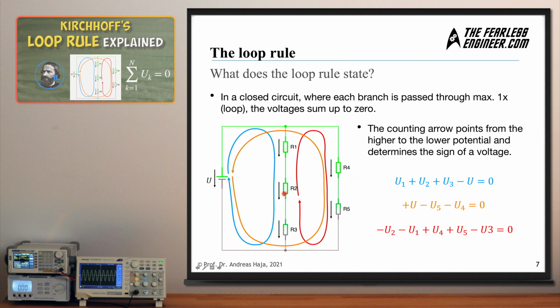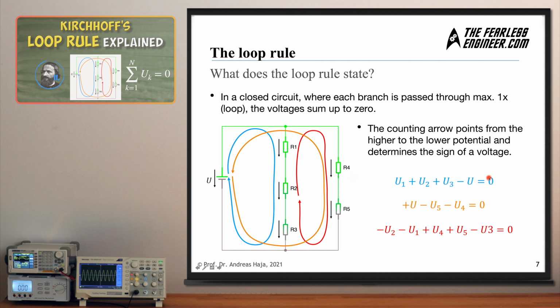Then we get the second resistor, which provides us with U2, then U3, the third resistor on the bottom here, and then we arrive at the power source again and we move against the reference arrow direction. And this is why we need to consider the source voltage U with a negative sign here. And the sum is 0 in this case. We could have also traversed this rule in the other direction, and if we had done so, all the resistor voltage drops would have had a negative sign and the source would have a positive sign.